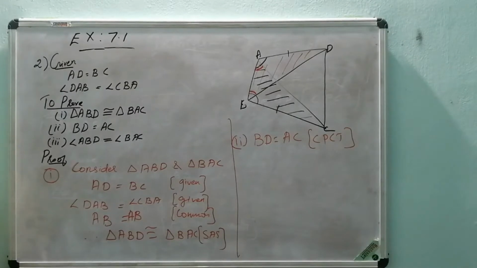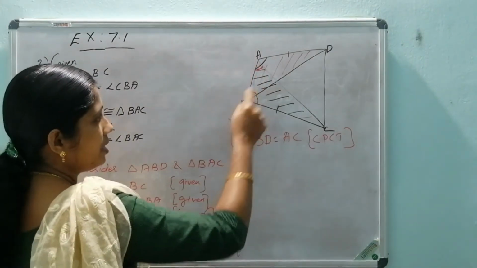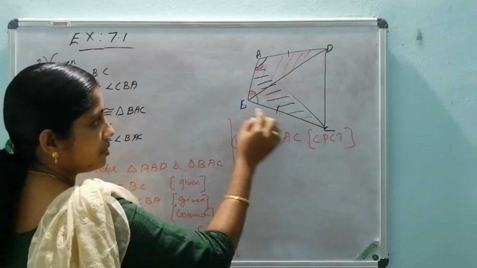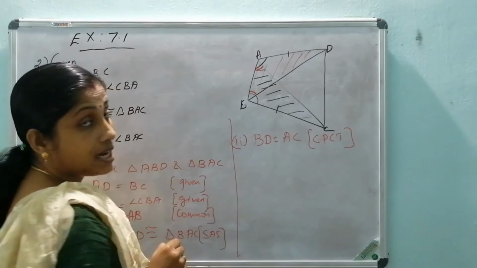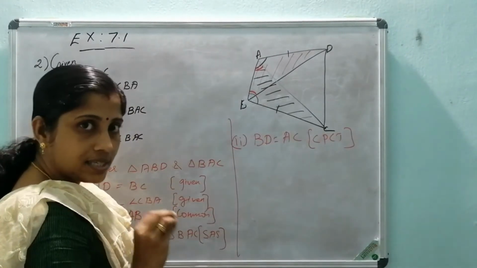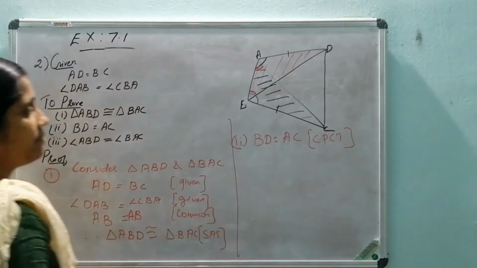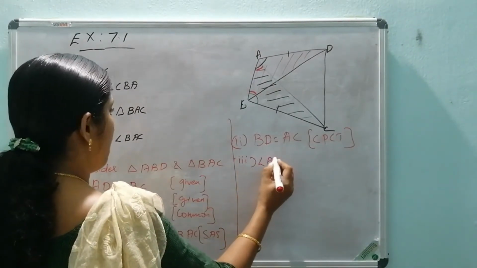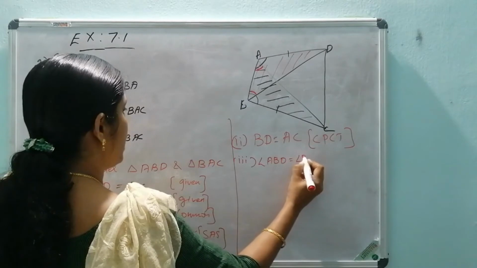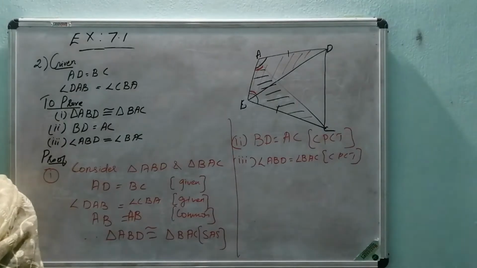How can we prove that? Look at the triangles we have taken, ABD and BAC. When we consider these two triangles, these two angles are corresponding angles. That is CPCT, since it is already proved that the two triangles are congruent. So by CPCT we can also say that angle ABD is equal to angle BAC. Thus we proved the second question.